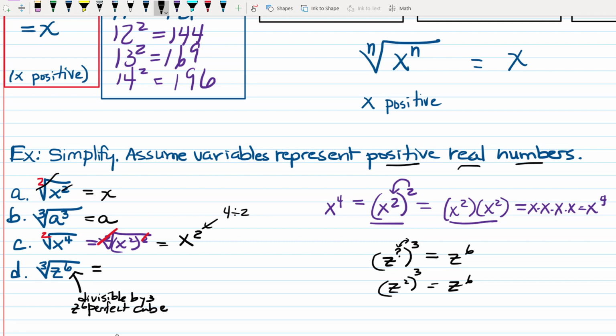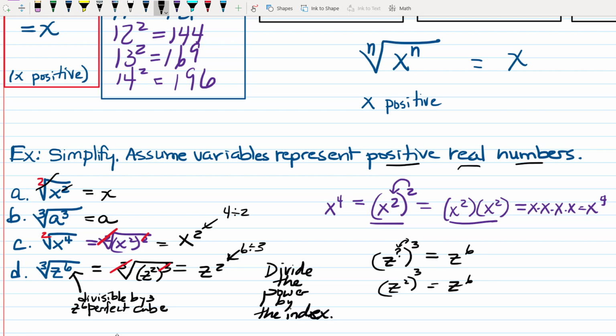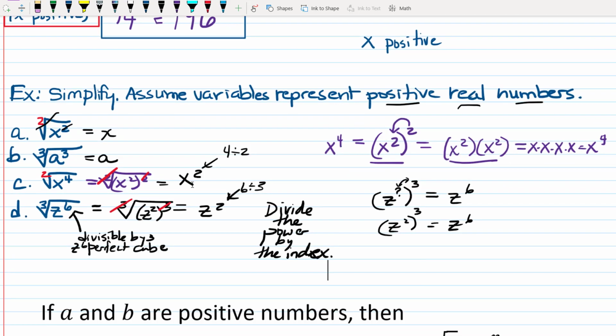Okay, so thinking of it as the cube root of z squared cubed, the index cancels with this power and we're just left with z squared. Or another way of thinking of a little shortcut is from the beginning, we divide the power by the index. All right, so this is all well and good when the powers are divisible by the index, but sometimes that's not the case and we'll still be asked to simplify radicals.